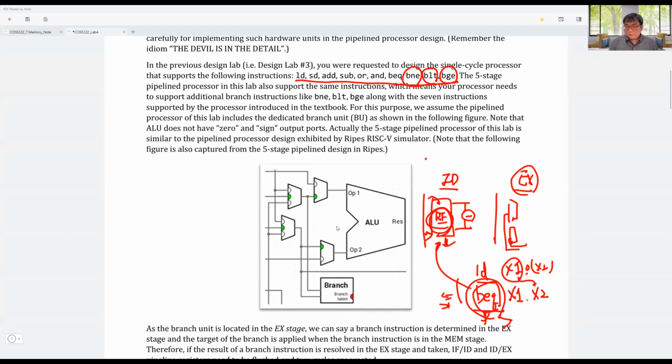In the previous semester, I also had the students design a 5-stage pipeline processor. But in order to handle this issue, the hazard detection unit was so difficult. It was so complex, so it was difficult to implement.